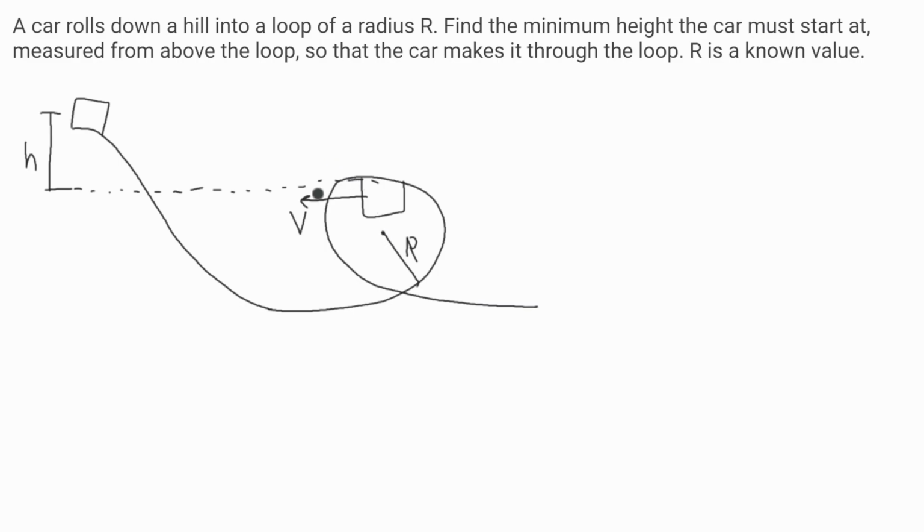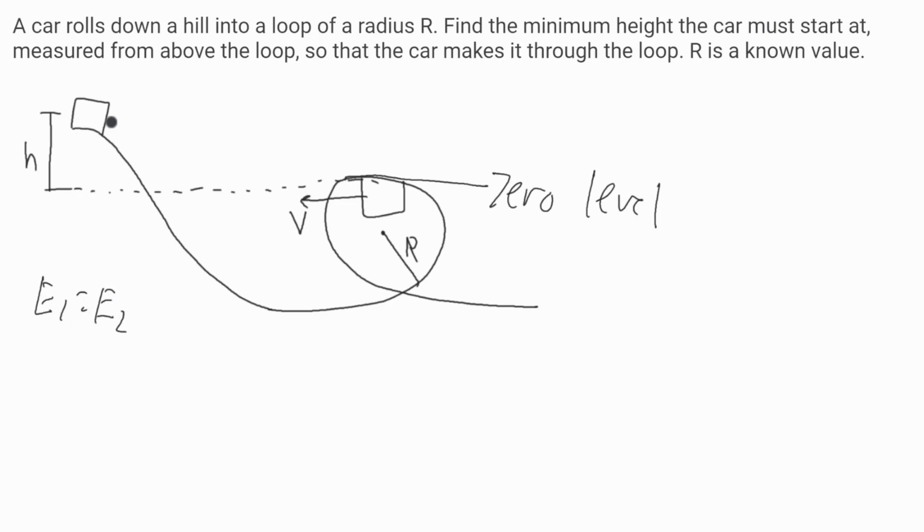So I'm going to first set my zero level, and I'm going to say my zero level is at the top of this loop here. So this will be my zero level. Now I'm going to set up an energy equation. Energy 1 is equal to energy 2, because there's no work of friction or work of air resistance.